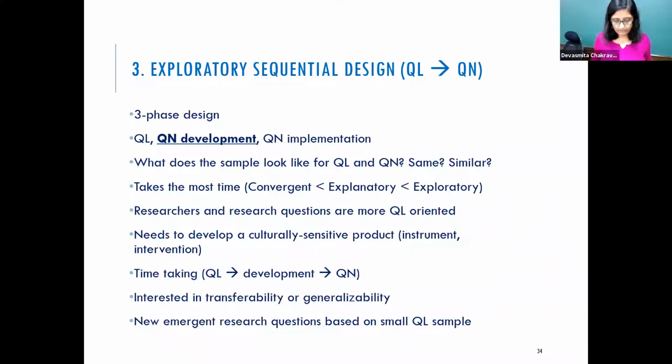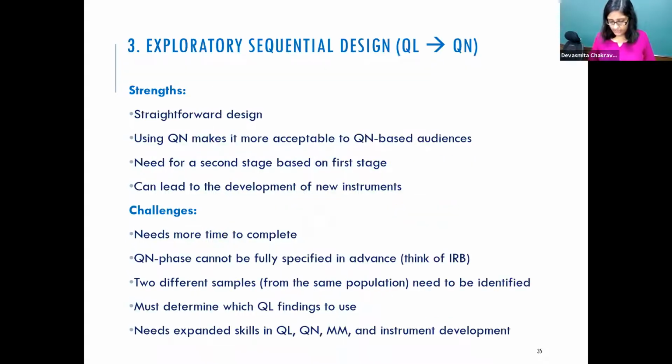It needs the most amount of time. So if you think in terms of time, convergent takes the least amount of time, and exploratory is going to take the most amount of time because there are more phases involved here. Okay. Yeah, all these are fairly explanatory. If you want transferability, generalizability, new emergent research questions.